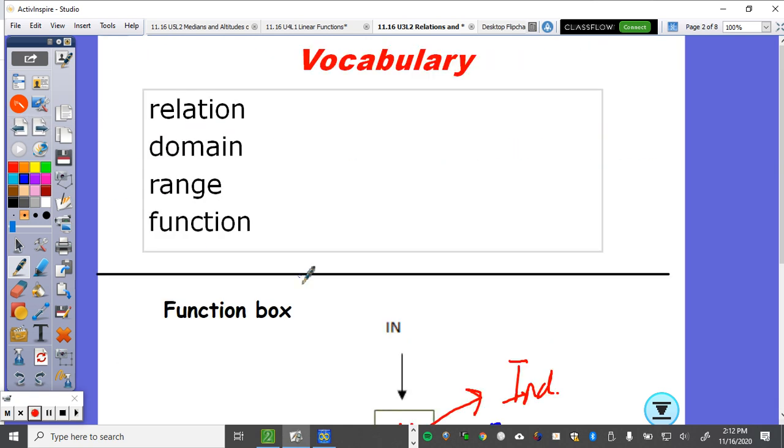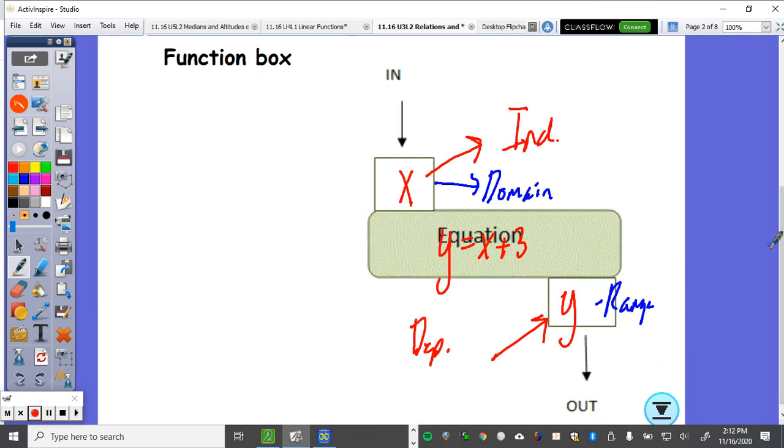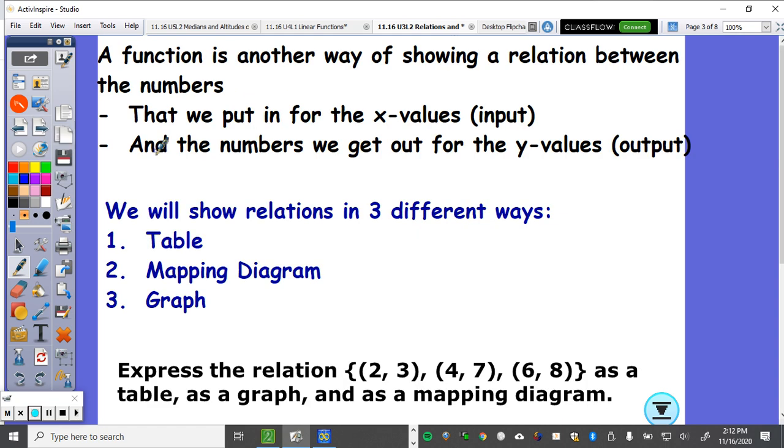By the way, this gives you your ordered pairs that you're going to have to do to graph these functions. You're putting in an x and getting back a y, and you put them into an ordered pair. A function shows the relationship between the x and y values, whatever you're putting in and whatever you're getting out. You're going to show that one of three different ways: a table, a mapping diagram, and a graph.